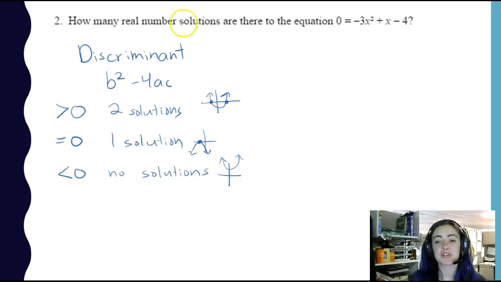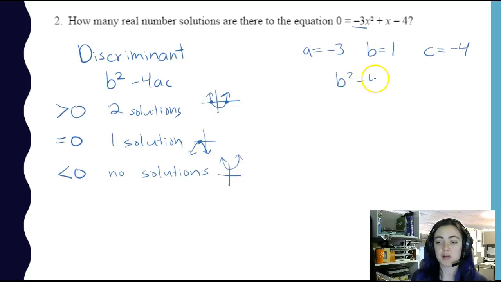So for how many real number solutions this one has, we want to figure out our a, b, and c and substitute those in. So remember, a is the coefficient of x squared, so that's negative 3. B is the coefficient of x, or in this case 1. C is the last constant, negative 4. So substitute that in. So we have b squared minus 4ac, where b in this case is 1. So 1 squared minus 4 times a, negative 3, times c, which is negative 4.